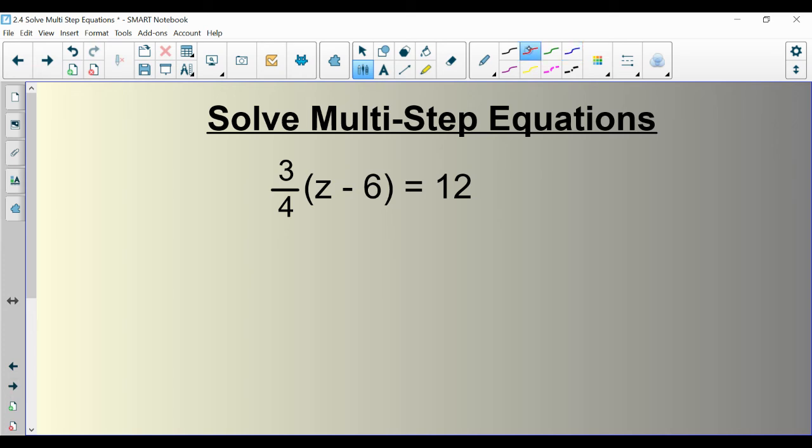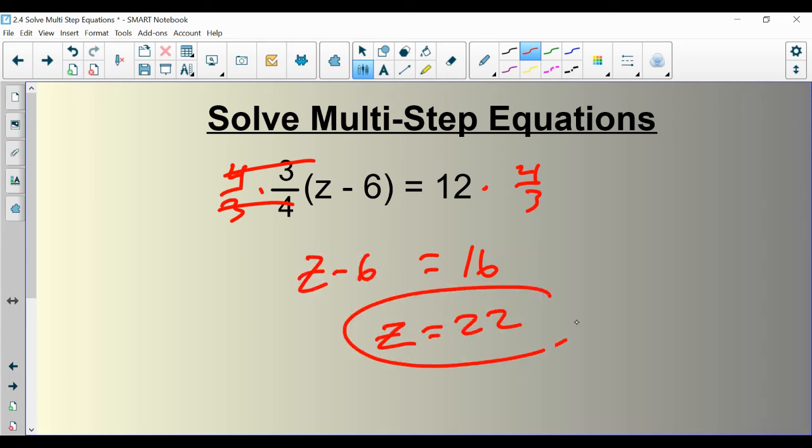Same idea, you guys try this one. Pause it here. Remember, 3/4 is being multiplied by the parentheses. How I undo a multiply by 3/4 is multiply by its reciprocal. If you do that to one side, you have to do it to the other. 12 times 4/3, 16. And multiplying a fraction by its reciprocal cancels. So I get z minus 6 equals 16. So z equals 22.